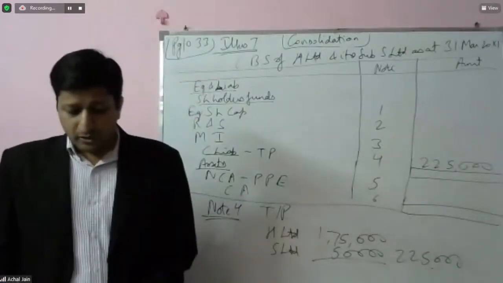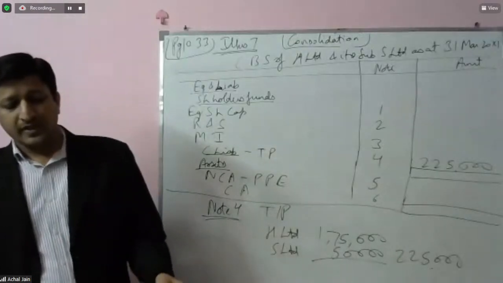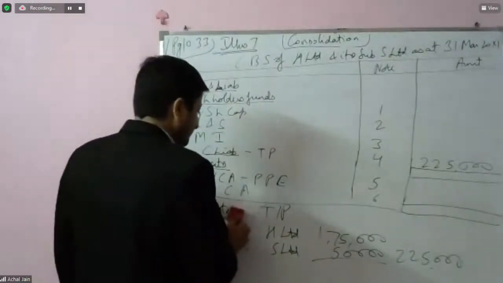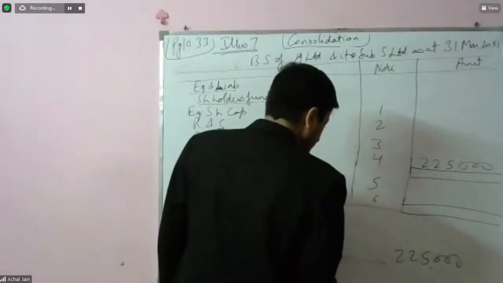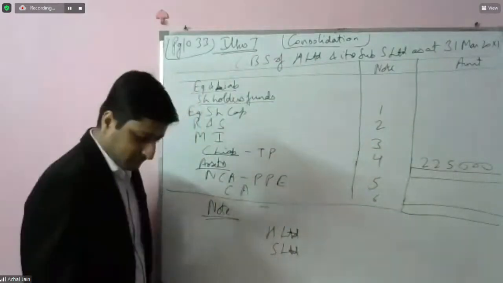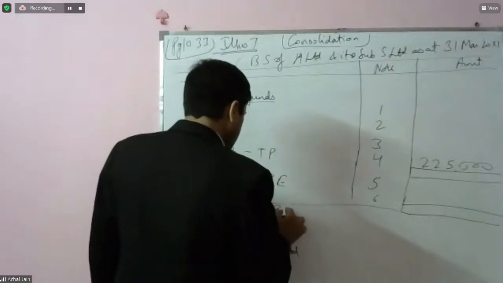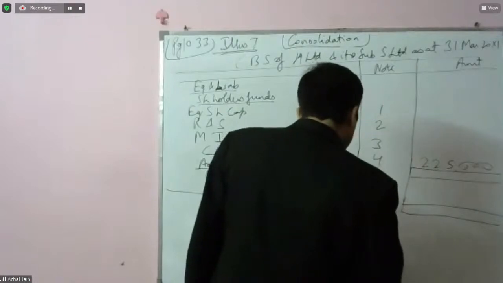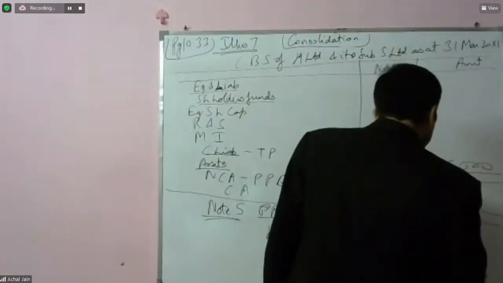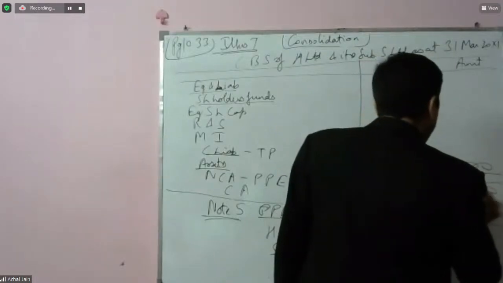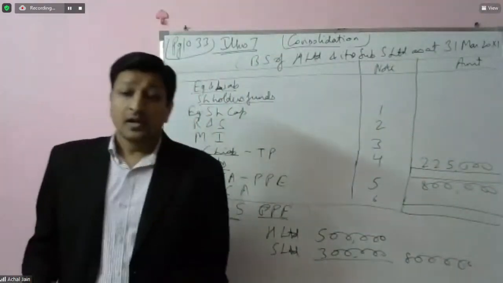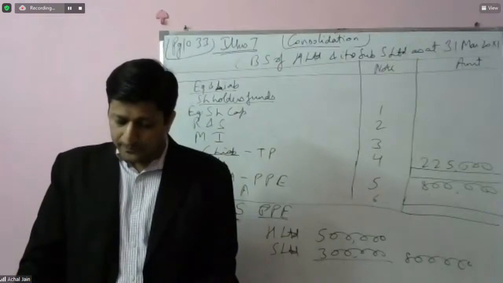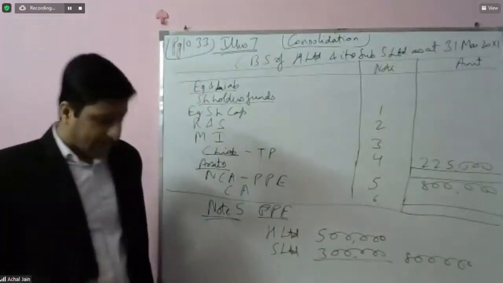Then for PPE, do we have any adjustment? No. So this will also be simple addition, 5 lakh and 3 lakh. This is note number 5. This is 5 lakh and this is 3 lakhs. This becomes 8 lakhs. 8 lakh I have put over here. Okay. For current assets, do we have any adjustment? No. This is again very simple one without any adjustments. So 155 and 1 lakh.